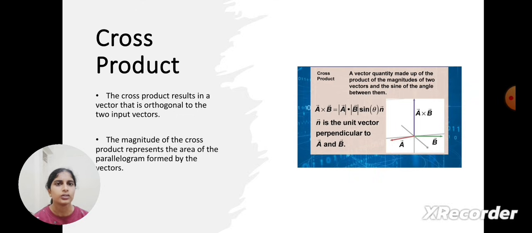Next, cross product. The cross product results in a vector that is orthogonal to the input vectors. The magnitude of the cross product represents the area of the parallelogram formed by the vectors. A vector quantity made up of the product of the magnitudes of the two vectors and the sine of the angle between them. So, vector A cross vector B equals magnitude of A times magnitude of B sine theta times n, where n is the unit vector perpendicular to A and B.